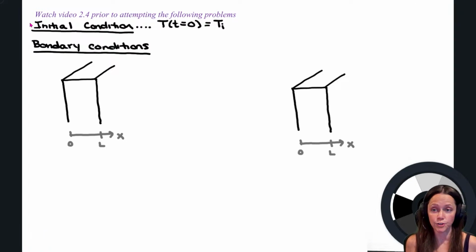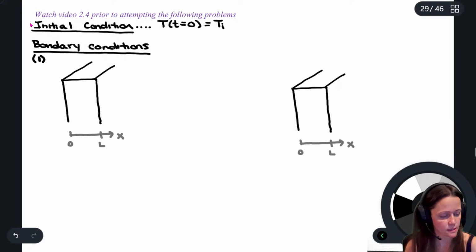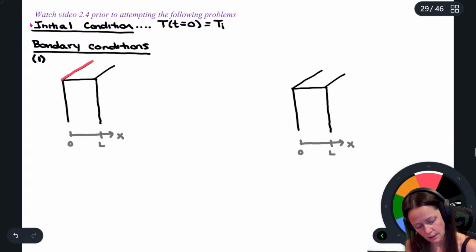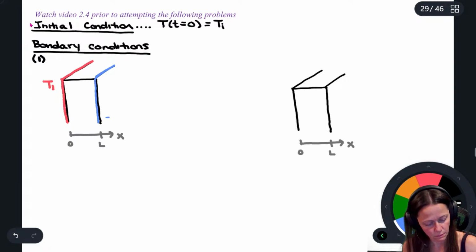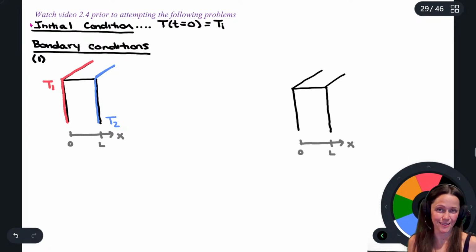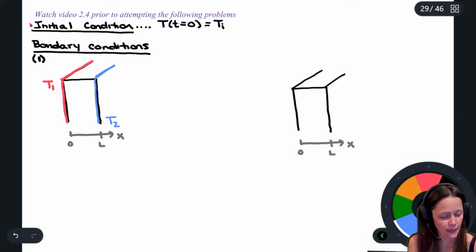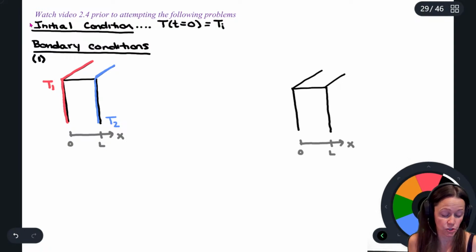All right, so the first boundary condition is a constant surface temperature. That's case number 1, constant surface temperature. So maybe this side is at some T1, and the other side is at some T2. Or maybe I've got the blue, the cool side, on the left-hand side, and the hot side on the right-hand side, whatever. And so we're going to need to define boundary conditions at the boundary.